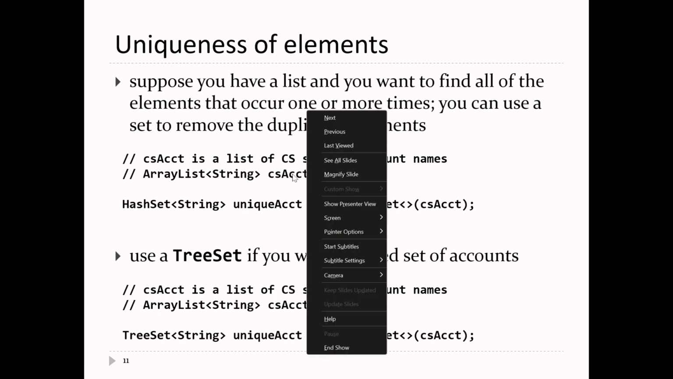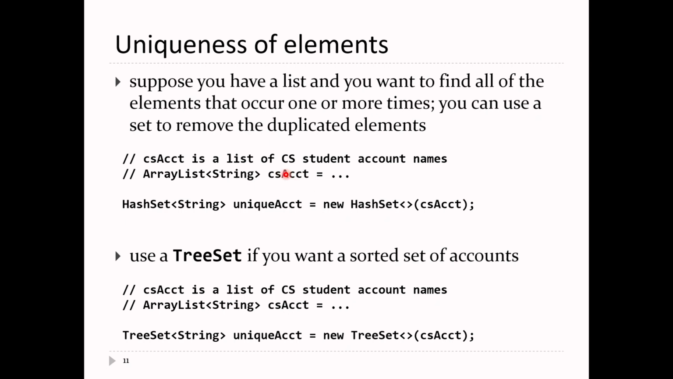I take my list of IDs of my student accounts and pass it to the hash set constructor. That makes a hash set containing the elements in the list. So it adds each element of the list to the set. Every time it finds a duplicated element, it does not add the duplicate to the set. So that gives you the set of unique account names.